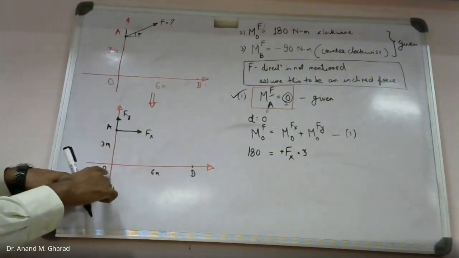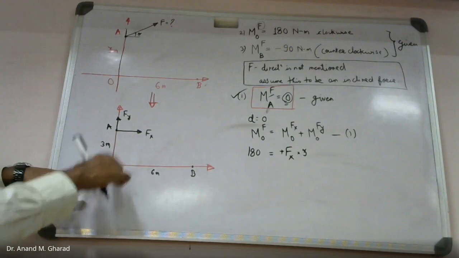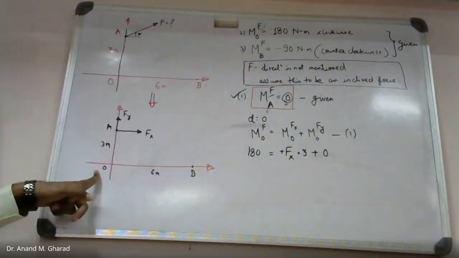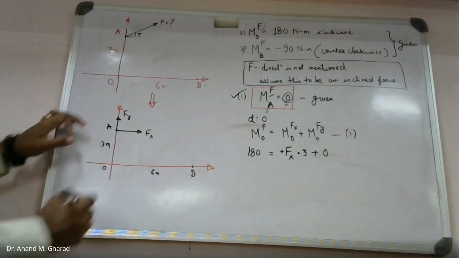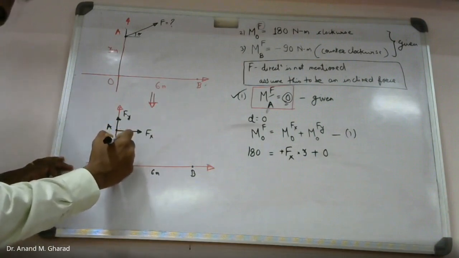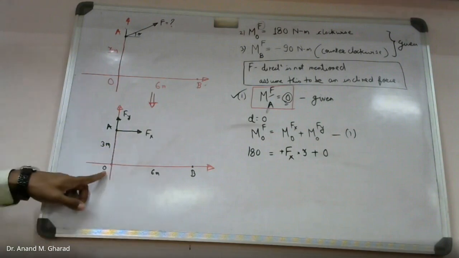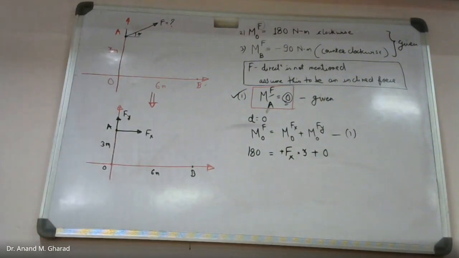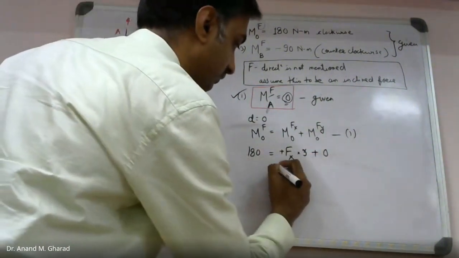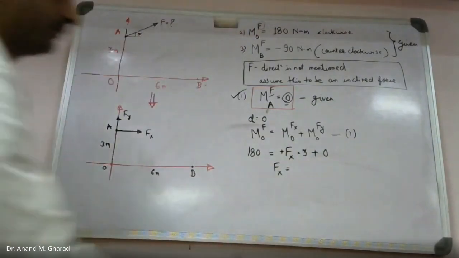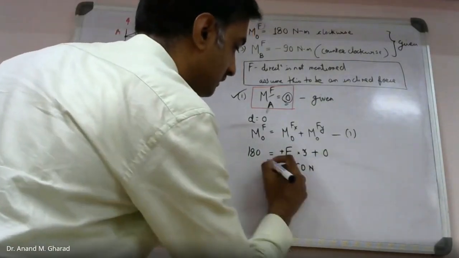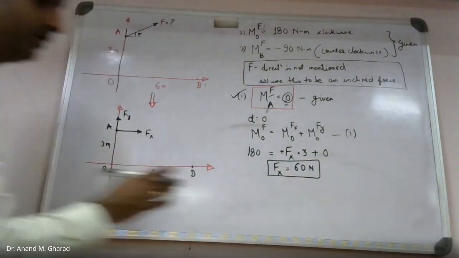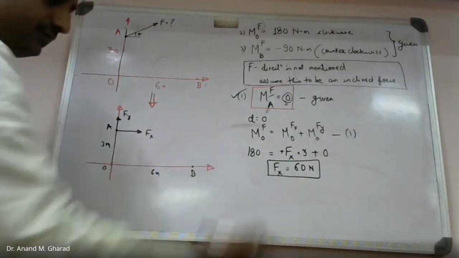Now, I will be finding out the moment about point O due to Fy. So do you appreciate that this value will be 0? I will be directly writing down the values now because you have understood the concept. If I extend the line of action of this force, it is passing through the moment center and therefore this value will be 0. Do you agree or not? So based on this equation, what value of Fx do I get? 60 Newton, and this is coming out to be positive. That means the direction of component Fx is positive.